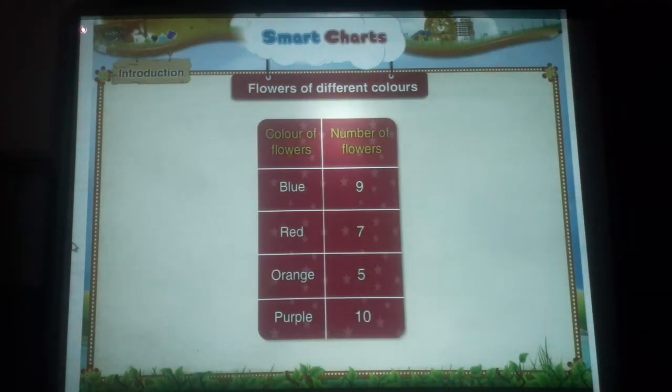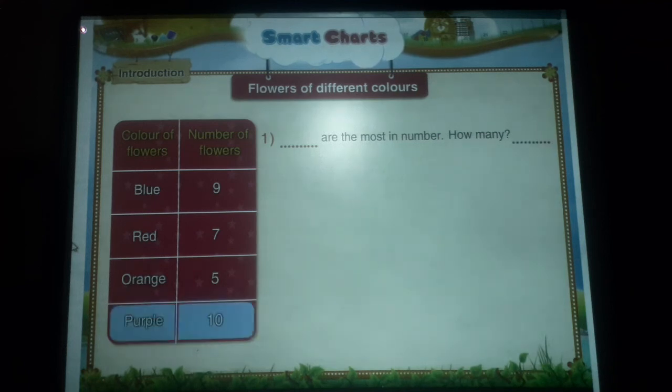From the information given in the table, fill in the blanks. 1. Dash are the most in number. How many? Dash. Purple colored flowers are the most in number. They are 10 in number. So we write purple colored flowers and 10 in the blank spaces.